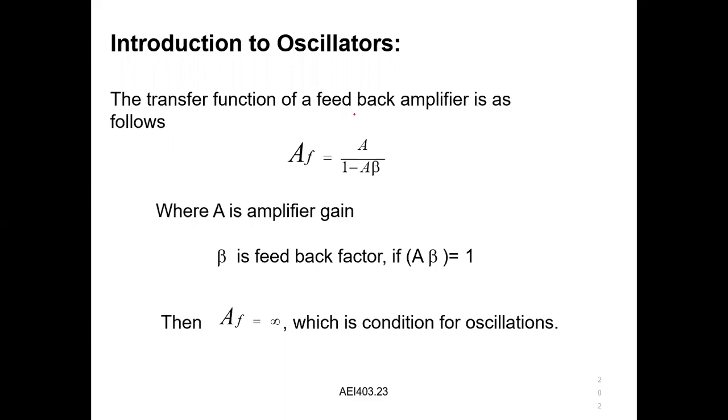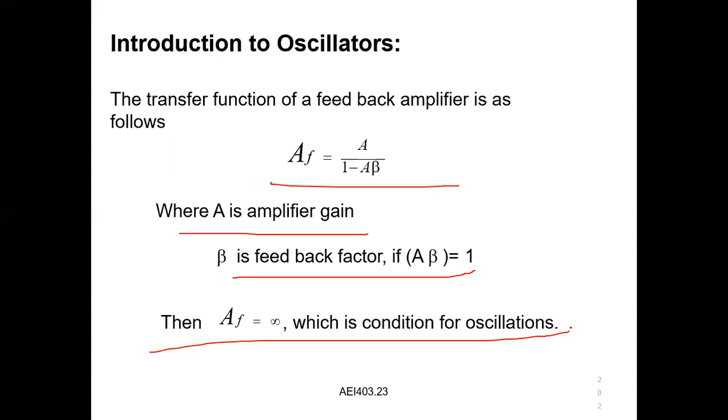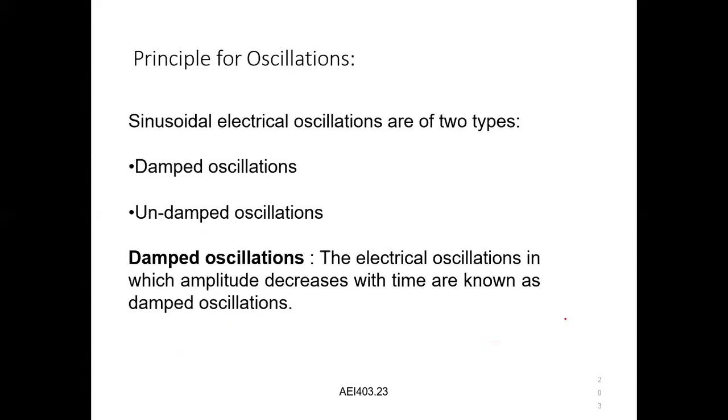The transfer function of the feedback amplifier is as follows: AF is equal to A divided by 1 minus A beta, where A is the amplifier gain and beta is the feedback factor. So AF equal to infinity is the condition for oscillations. So, the principle for oscillation: when it is an oscillator, it has some definitions.